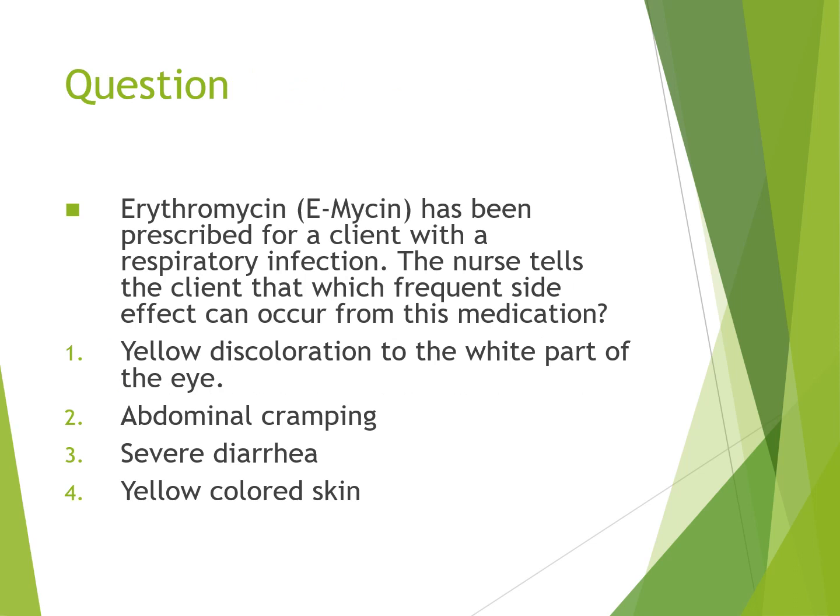Erythromycin has been prescribed for a client with a respiratory infection. The nurse tells the client that which frequent side effect can occur from this medication: yellow discoloration to the right part of the eye, abdominal cramping, severe diarrhea, or yellow colored skin.